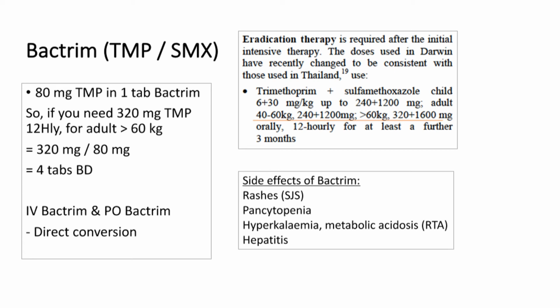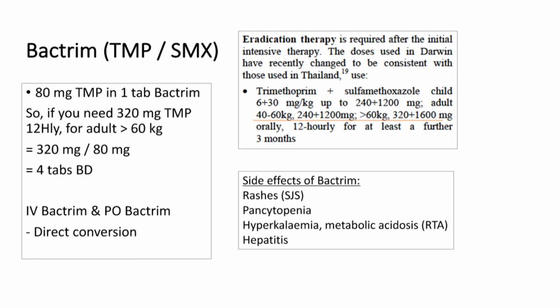So in this slide, I will highlight that. If you have a patient who's more than 60 kilos, you will need about 320 milligrams of trimethoprim 12 hourly. So you have to divide 320 milligrams by 80 to get 4 tablets. Basically, in 1 tablet of Bactrim, there's 80 milligrams of trimethoprim. When you use Bactrim, the intravenous formula and the oral formula, it's a direct conversion. So if you require 5 ampoules a day, it's equivalent to 5 tablets a day.